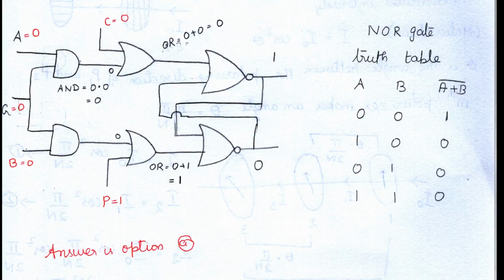Now we will see the top OR gate. The OR gate is the addition of both the inputs. So one of the inputs is 0 and the C input is 0. Therefore, 0 plus 0 will be 0. So the output of the top OR gate is 0. Now we will see the bottom OR gate. P value is equal to 1 and another input is 0. Therefore, 0 plus 1 gives 1.